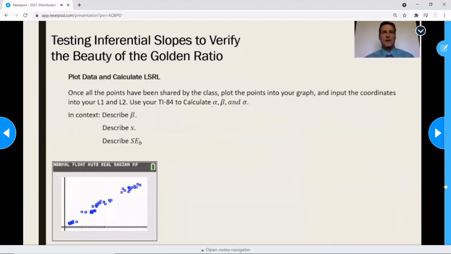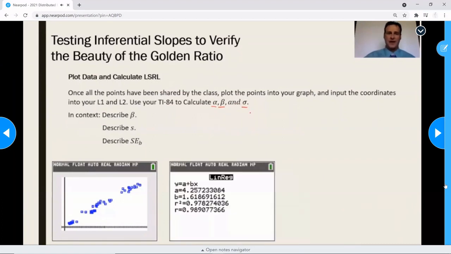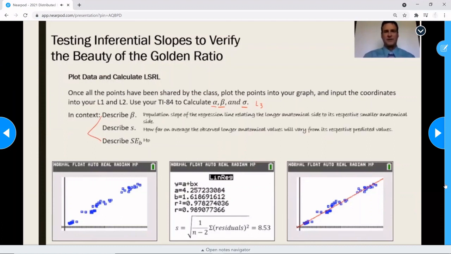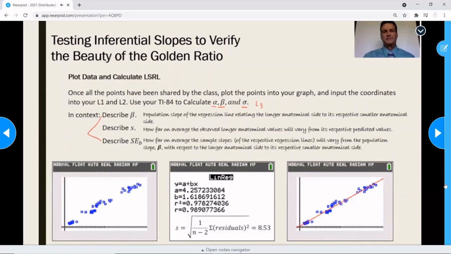I asked them on their worksheet to help describe estimates for alpha, beta, and sigma, and most of it they could do with that simple command, the LinReg a plus bx command. Further, if they create an L3 column and do residuals there, they can make that calculation for an estimate for sigma with that S. They can draw the line in, and then we will describe these 3 things in detail on the board with a good discussion to make sure that students understand the differences between each of those. They're there on that PowerPoint if you want to pause it at that time.